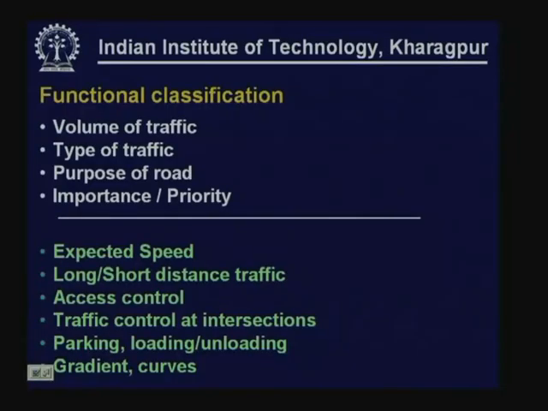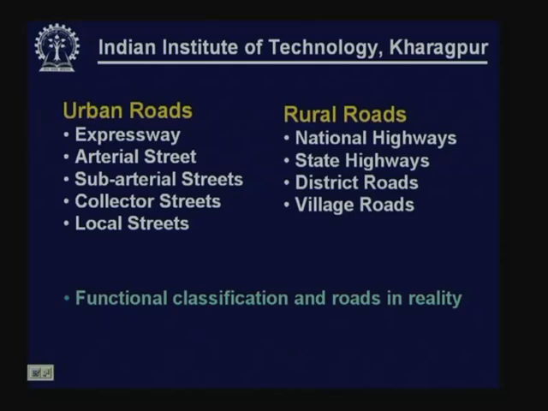minimized. Similarly, we can also define whether parking is allowed, loading and unloading is allowed, and what kind of gradients are permissible, what type of curves are permissible. Based on this criteria or element, we can classify road system. Now, let us look at the functional classification for urban roads as well as rural roads. Now, a natural classification is urban system and the rural system, because they are predominantly different. So, a broad classification is urban roads and rural roads.